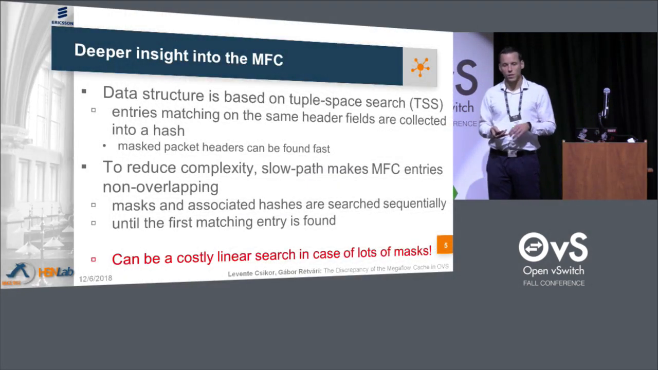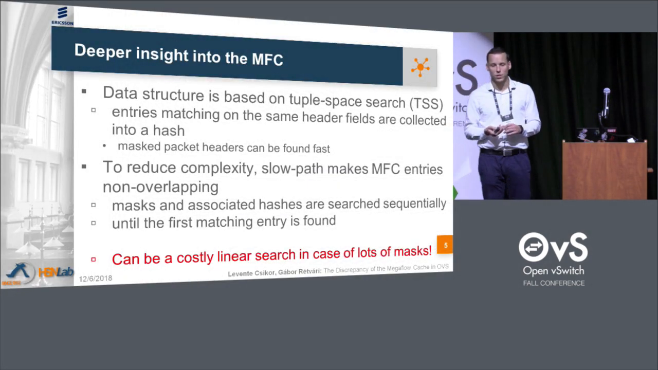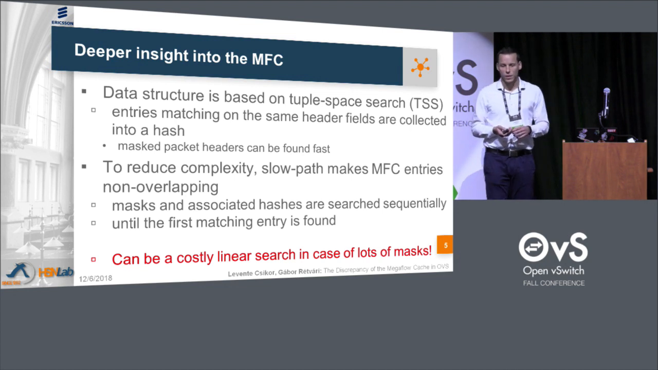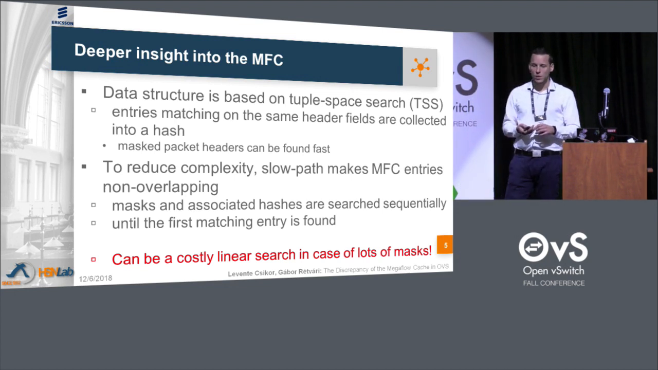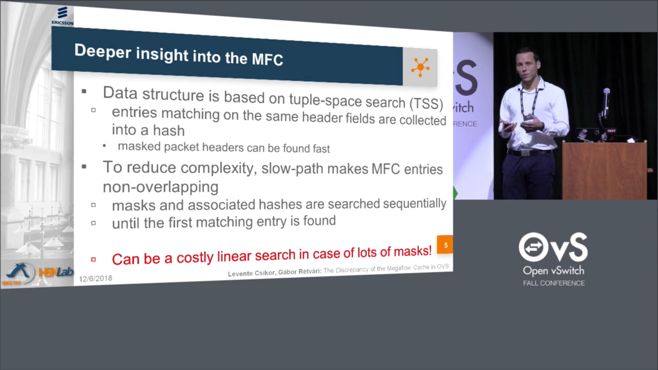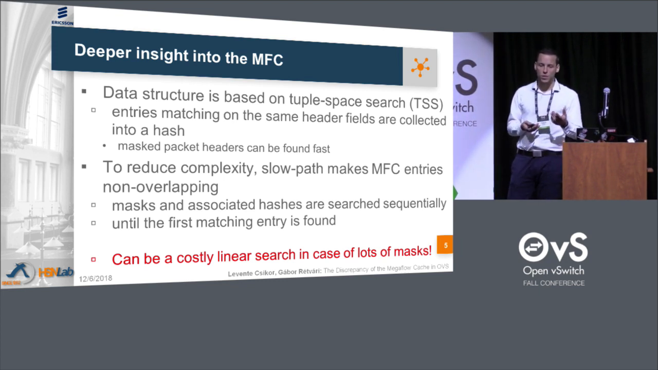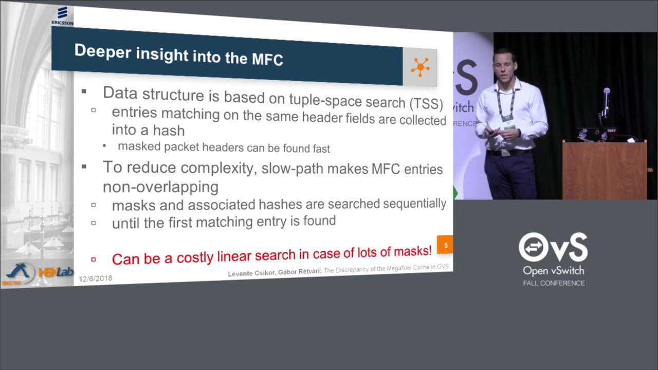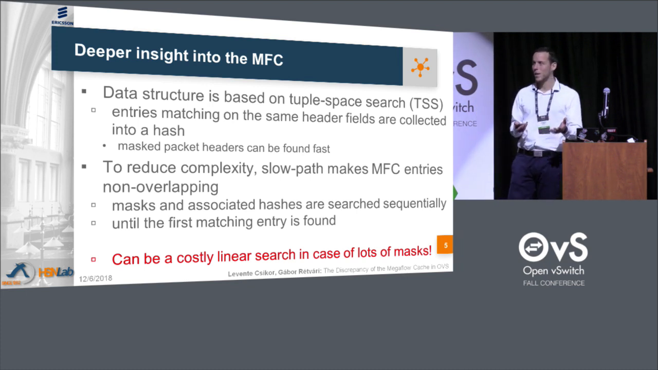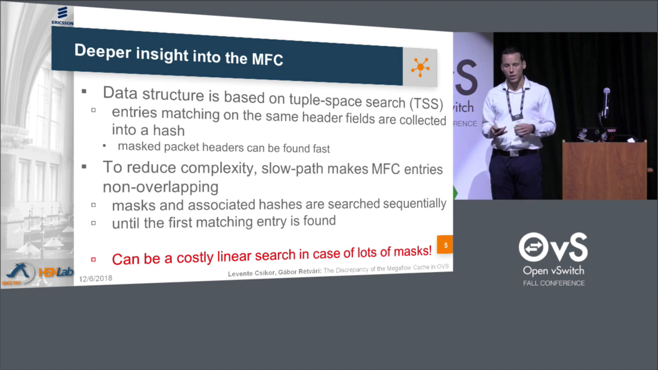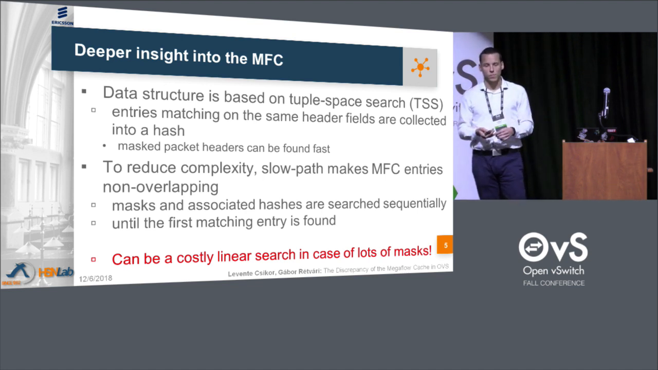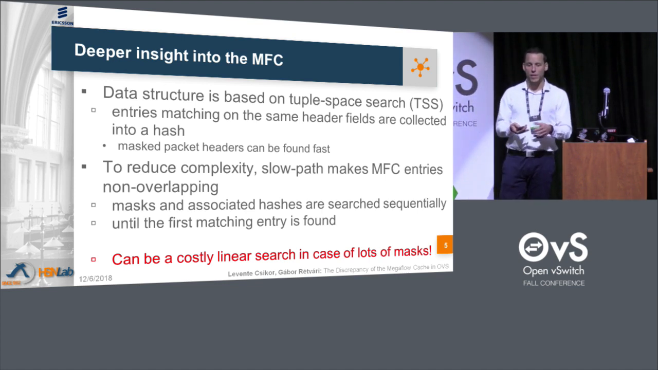Let's get a deeper insight into the Megaflow cache. The data structure itself is based on tuple space search, which is always really difficult to implement in software, so it's a really complex task. What tuple space search means, in a sense, is that entries that are matching on the same header fields are collected into a hash, where all the masked packets can be found fast.